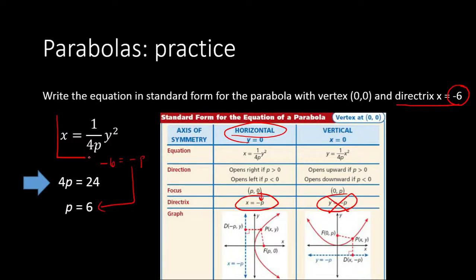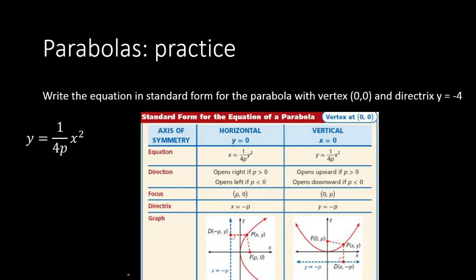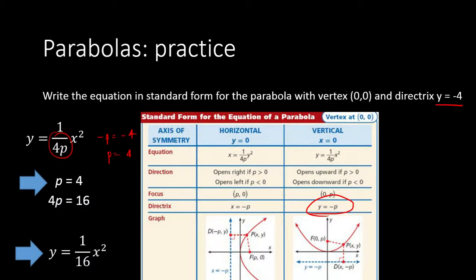In essence, this is the form for our equation, and we're able to find that the equation is x equals 1 over 24 y squared, all because the only thing we had to solve for was p. So x equals 1 over 24y squared. Let's practice again. We're going to write the equation in standard form for a parabola with vertex 0, 0 and directrix at y equals -4. Notice this time the directrix is defined by y, meaning y equals -p, so -p equals -4, meaning positive p equals 4, meaning 4p equals 16. That's the one thing we have to fill into this equation: y equals 1/16 x squared.